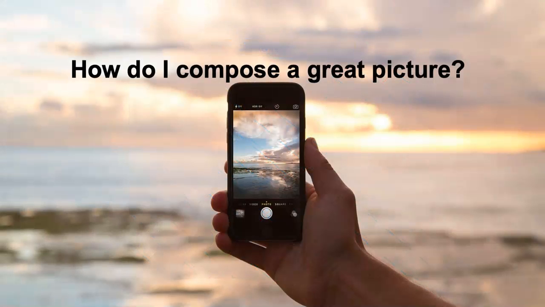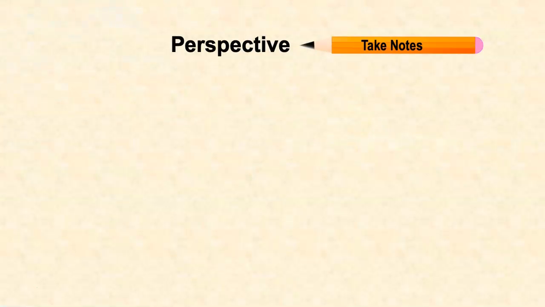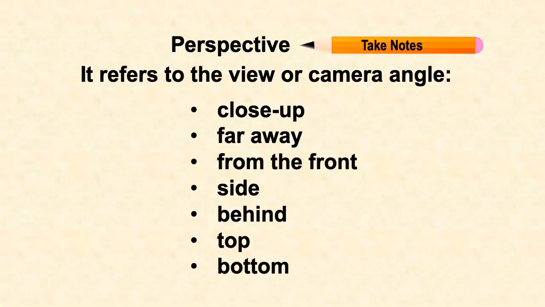One of our essential questions today is, how do I compose a great picture? The first important term is the word perspective, and you will want to write down how to define this word. The definition of perspective is the view or camera angle.